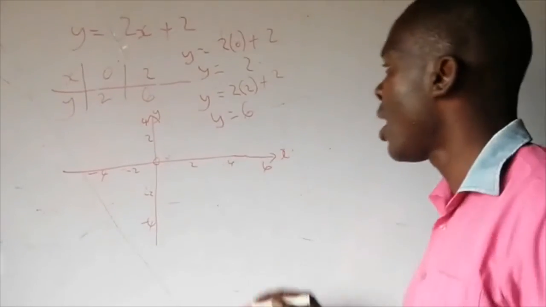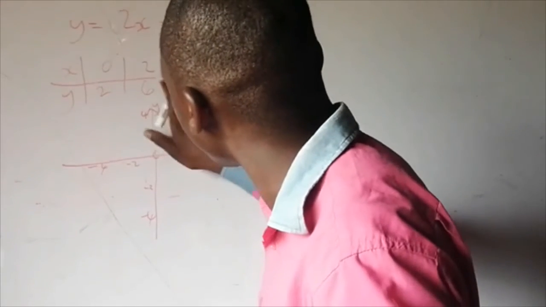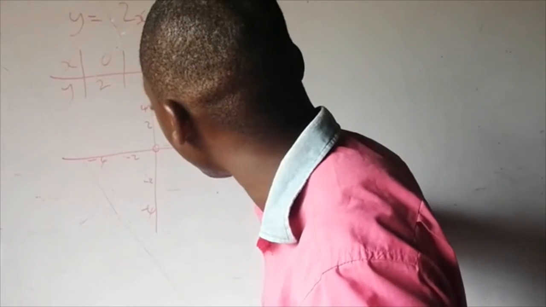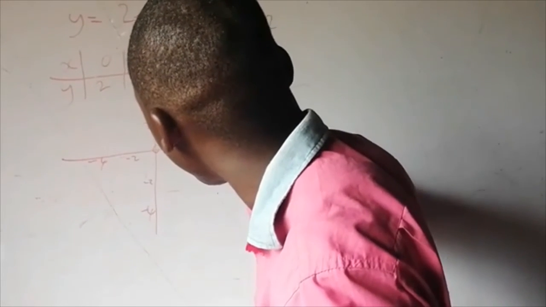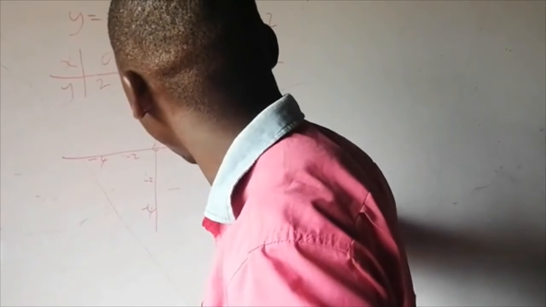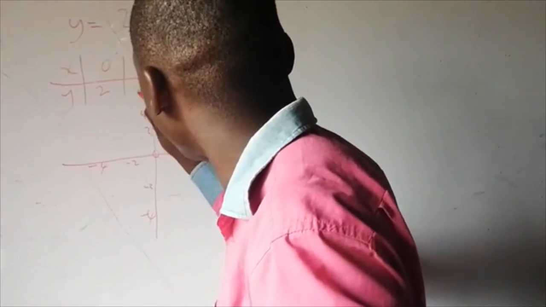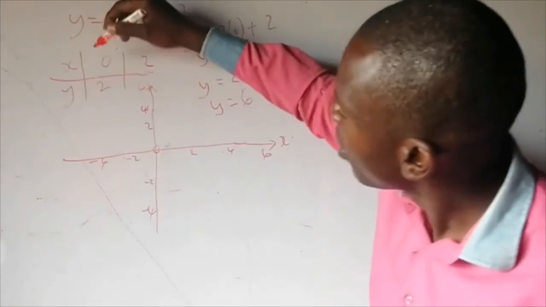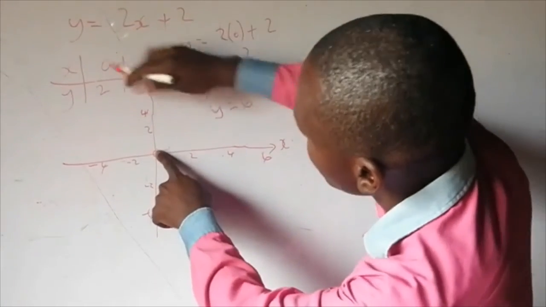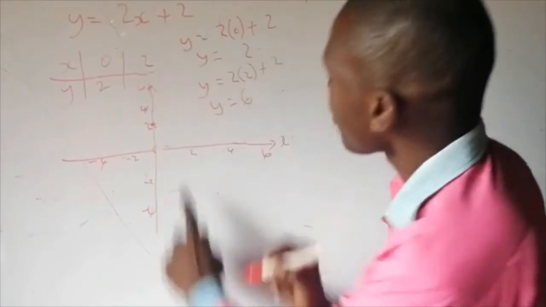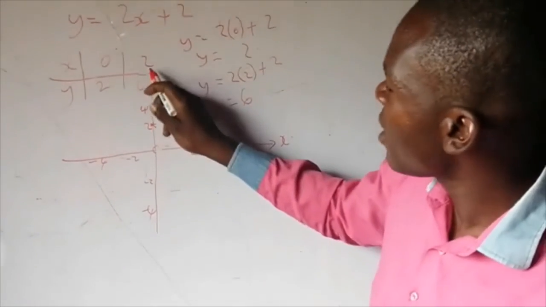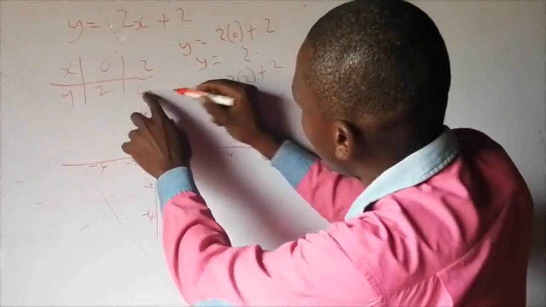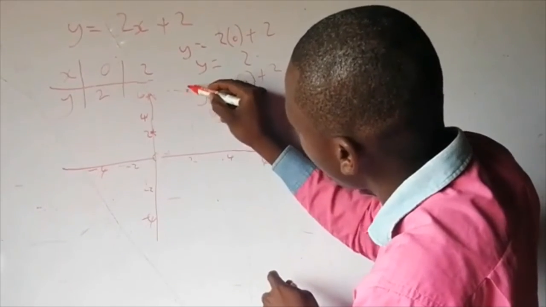So we can plot these points on a Cartesian plane. Let me add another 2 units. Right, we can plot like this. When x is equal to 0, y is 2. This is the point. And secondly, when x is equal to 2 here, y is 6. Here, this is the point.